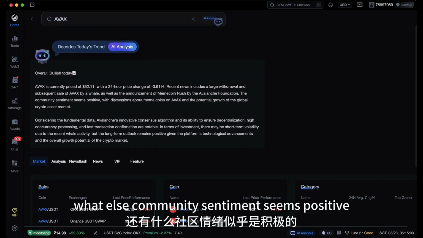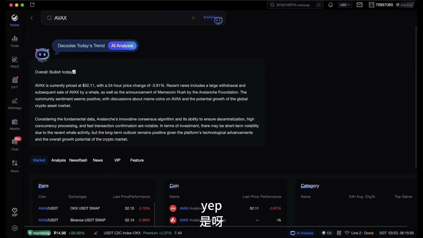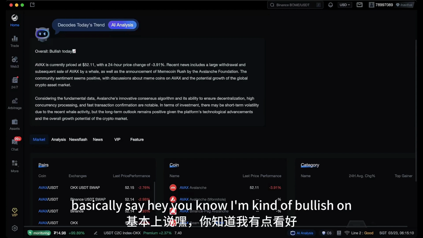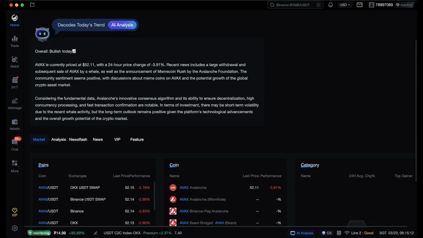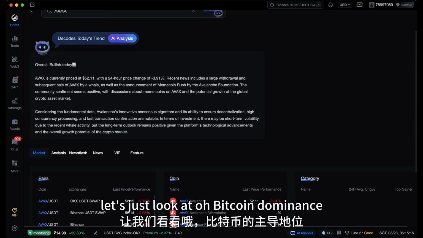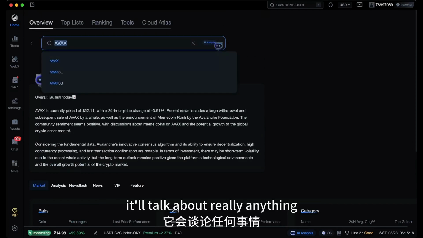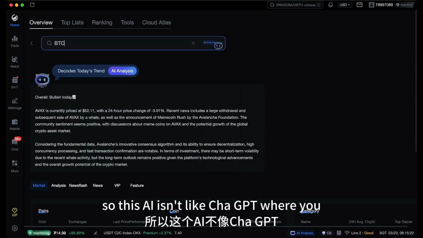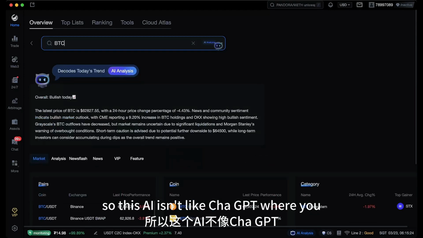It's saying that a large withdrawal, that's not terrible. What else? Community sentiment seems positive. Considering the fundamental data, it's looking at all this stuff to basically say, hey, I'm kind of bullish on AVAX. If I look at Bitcoin, then we're going to move on. But let's just look at Bitcoin dominance. It'll talk about really anything.